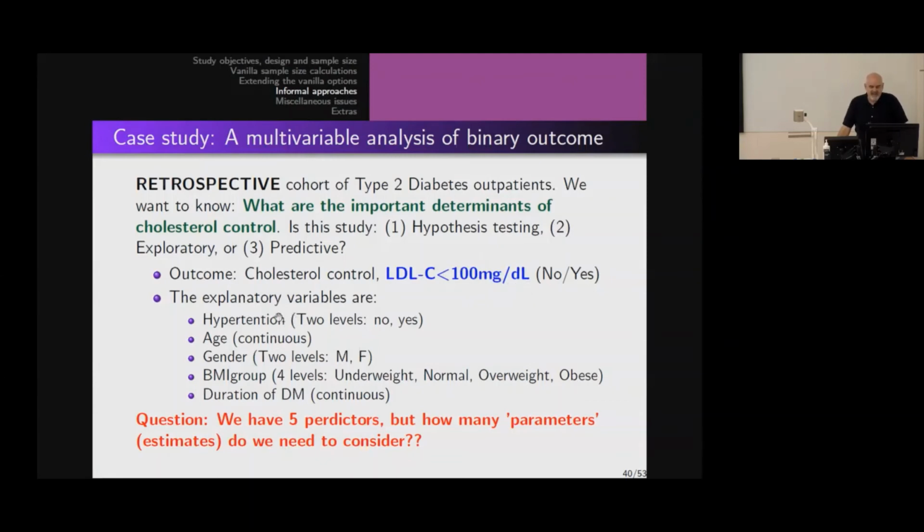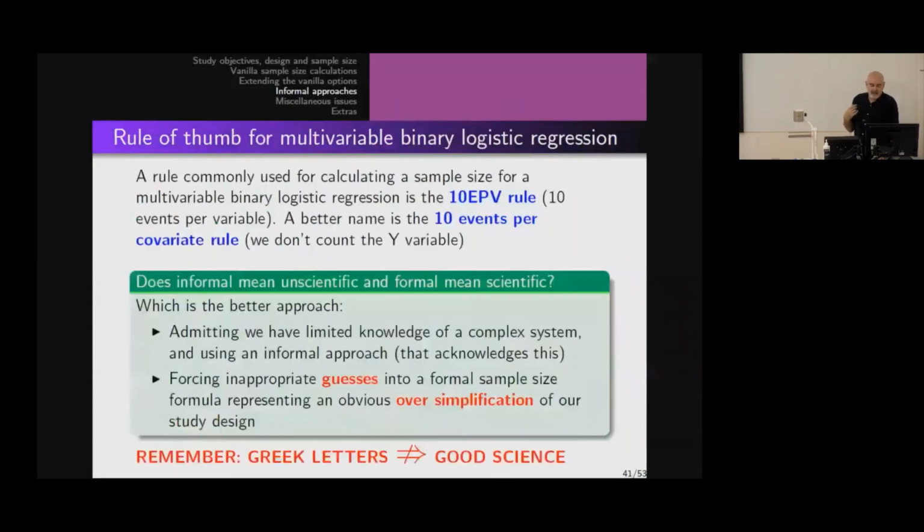And I have, in this case, a relatively simple situation where I have 1, 2, 3, 4, 5 covariates that I am exploring. Now, a question here is we've got 5 predictors, but how many parameters are we going to use in the model? Something you may not have actually ever thought about before.